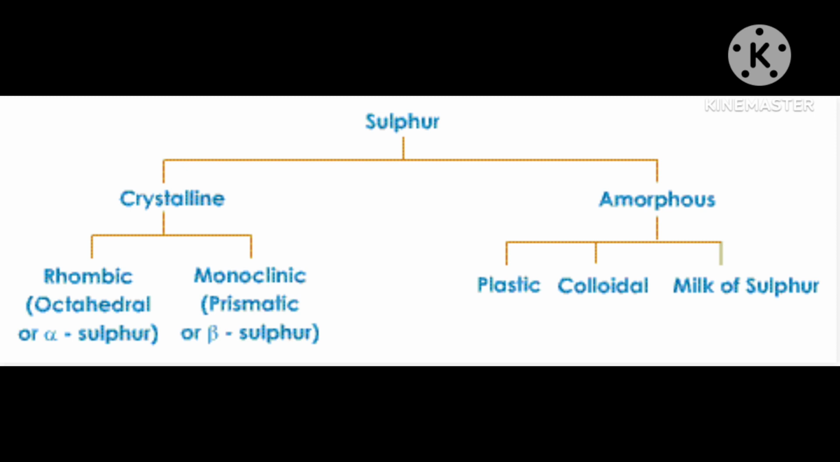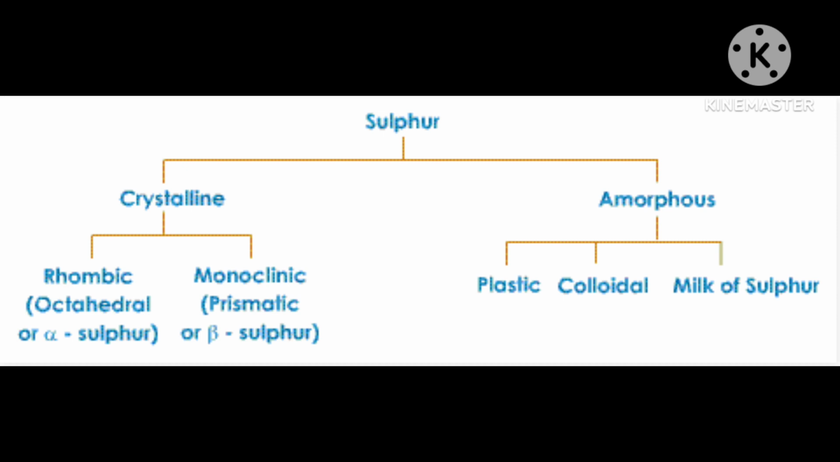Last class I discussed oxygen and oxides, simple oxides. Now I am going to discuss sulfur allotropic forms. Sulfur forms numerous allotropes, of which the yellow rhombic, also called alpha sulfur, and monoclinic, also called beta sulfur, are the most important.